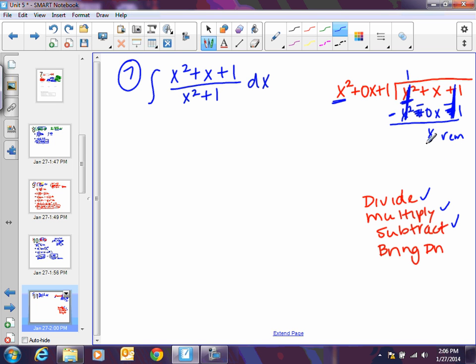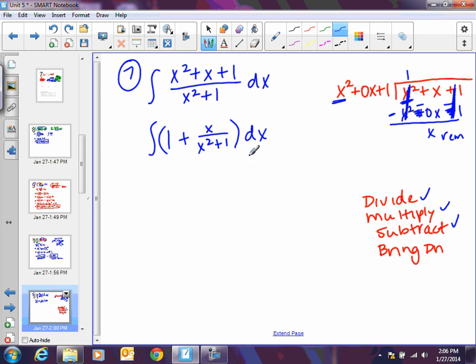By the way, if you get no remainder, that's even better. That makes your life way easier. And that means that probably this factored and you just missed it. All right? And so the way we're going to write this is we're going to write 1 plus my remainder over whatever the denominator was.